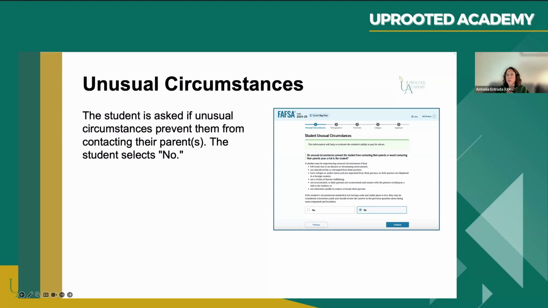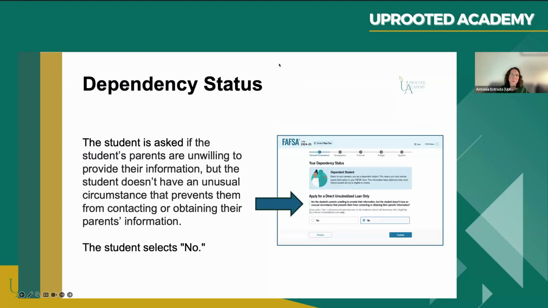Note that a parent who refuses to contribute to your educational expenses, or a parent who will not provide information for the FAFSA, does not qualify as an unusual circumstance. But again, we're looking at this from a dependent student scenario, so the student would select no. And I'll get to your questions at the end of the presentation. Be happy to answer them.